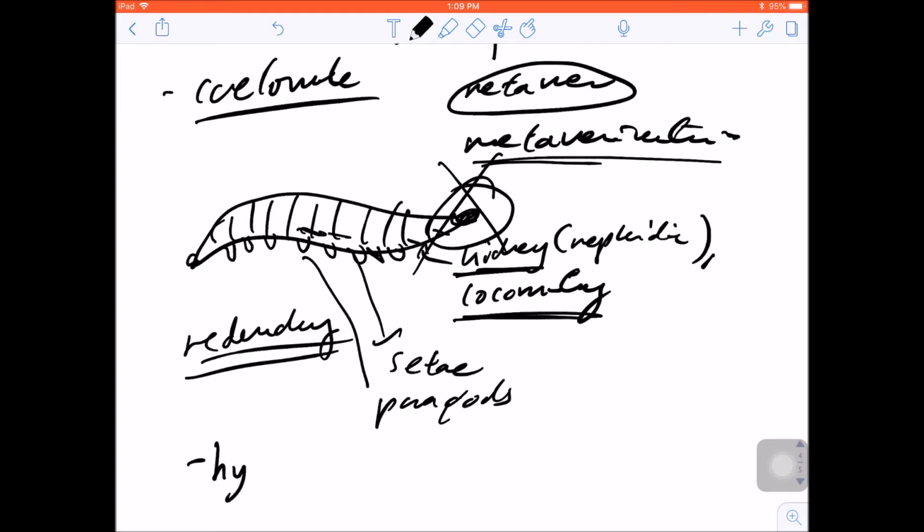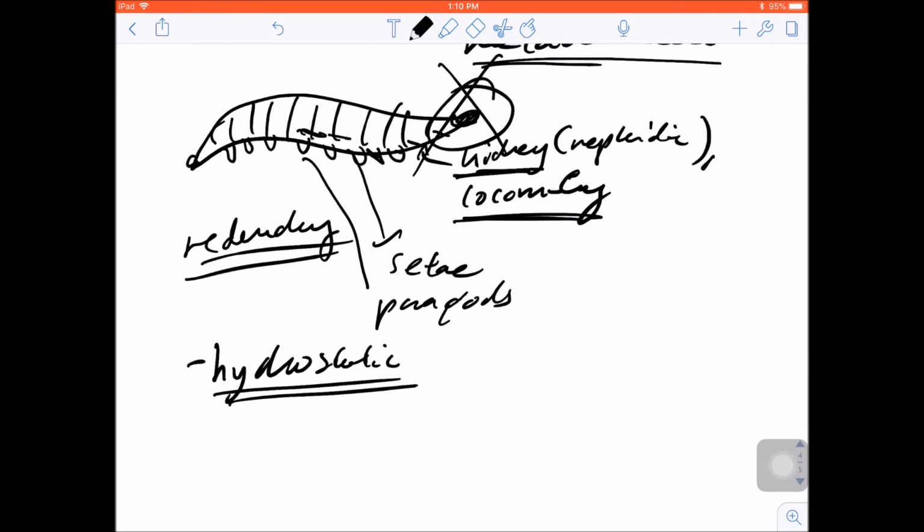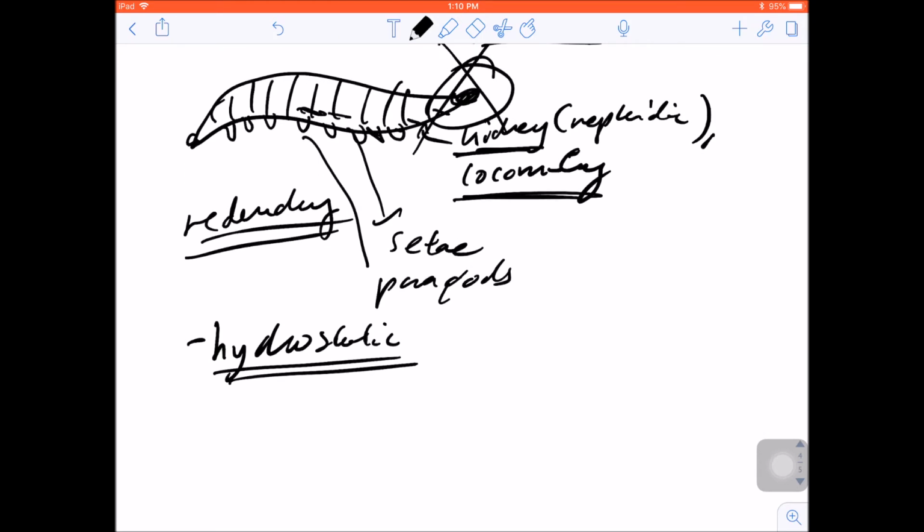It also has a hydrostatic skeleton, and we've talked about this a bunch of times. I won't go into details of what that means. You should know by now. Just know the groups that have hydrostatic skeletons: the cnidarians, the nematodes, the annelids, and the echinoderms. And finally, they're monoecious, which means most of the worms are hermaphroditic, so they have both male and female sex organs on the same animal.